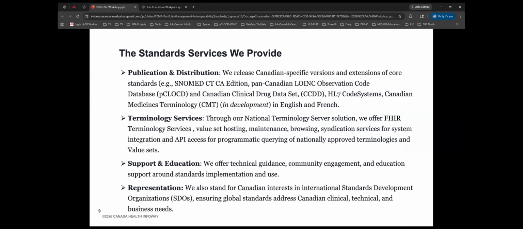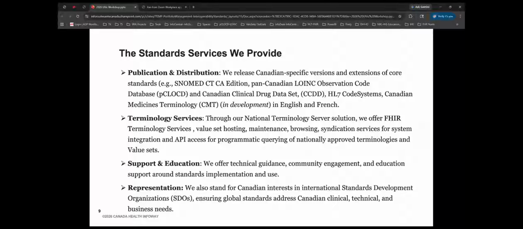All right, moving on to the standard services that we provide. Here we have the main standard services that the CSRC provides. I'll go through them at a high level, but I just wanted to call out that our goal isn't just to publish standards. It's actually more to make them usable and operational.